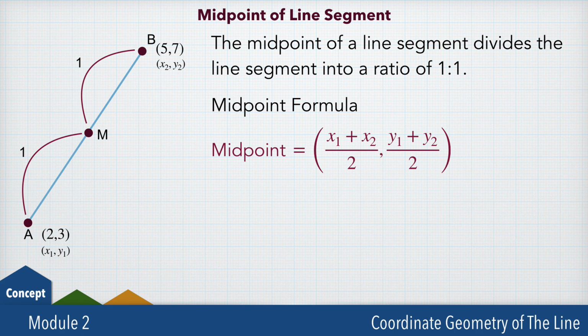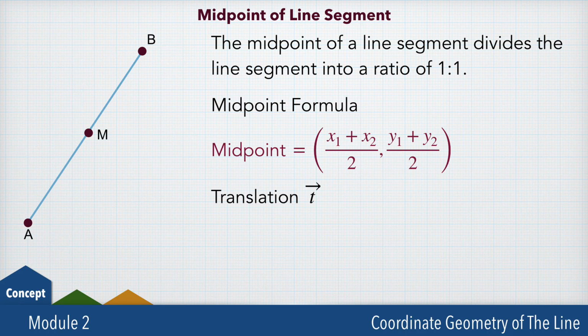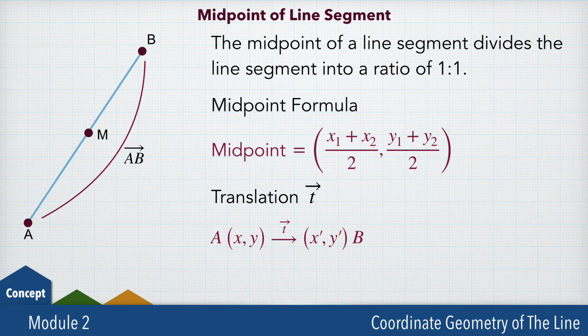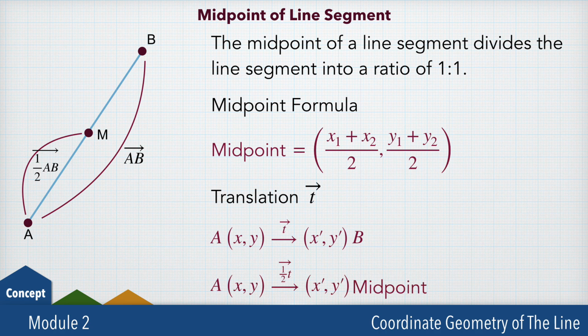Another method of finding the midpoint of a line segment is to use a translation. A translation is a geometric transformation that moves a point by a given amount in a given direction. The translation of A to B is written in this format. It is known that the midpoint divides a line segment into 2 equal lengths. Therefore, the translation can be halved to yield the midpoint. We will practice both of these methods later.